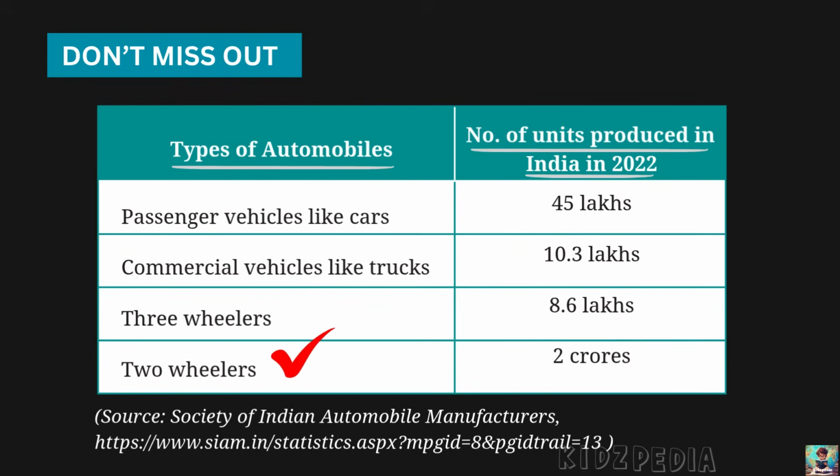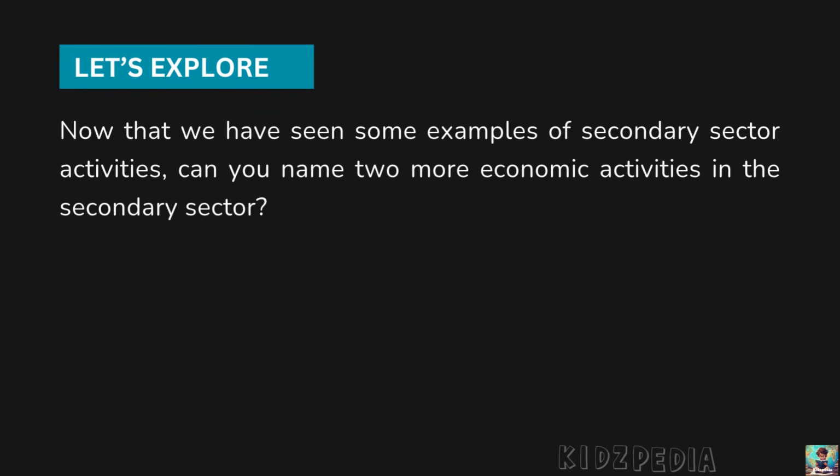Notice that two-wheelers are produced in the largest number, showing that some products are in higher demand. Let's explore. Now that we have seen some examples of secondary sector activities, can you name 2 more economic activities in the secondary sector? So now we have learned about secondary sector activities where raw materials from nature are processed into useful goods. You can try to think of 2 more examples on your own.